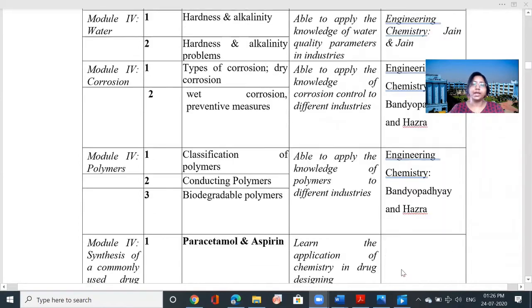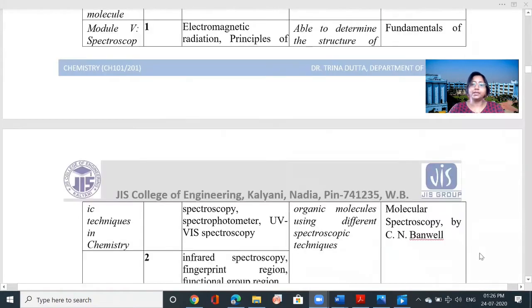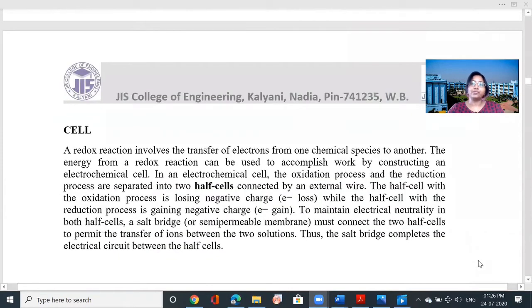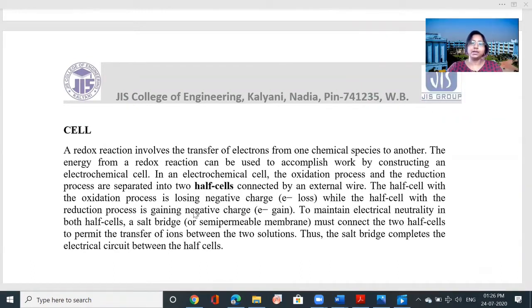Here the entire lesson plan is given. First of all, what is a cell? I think you must have some initial idea about the cell. A redox reaction involves the transfer of electrons from one chemical species to another. The energy from a redox reaction can be used to accomplish work by constructing an electrochemical cell. In an electrochemical cell, the oxidation process and the reduction process are separated into two half cells connected by an external wire.